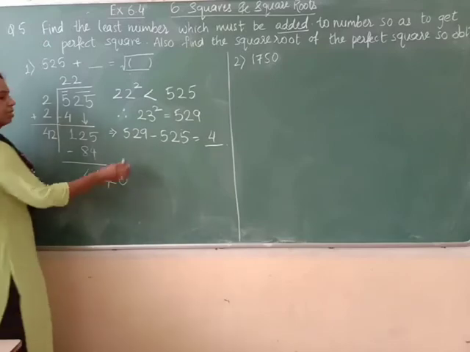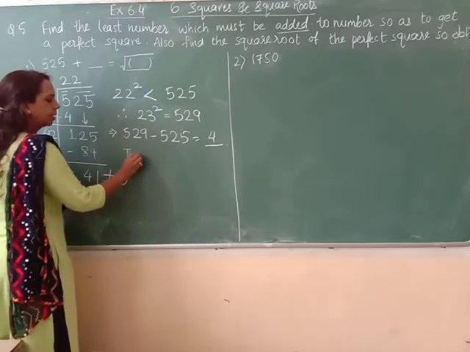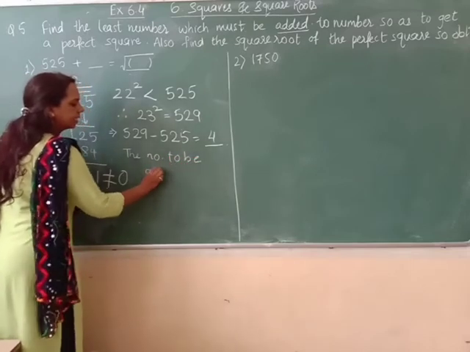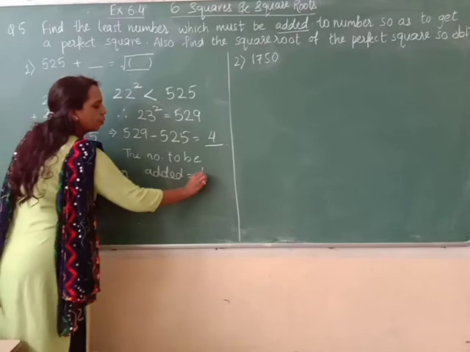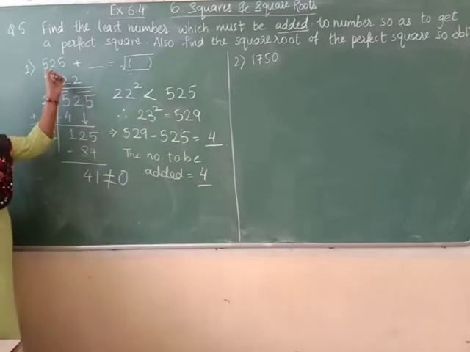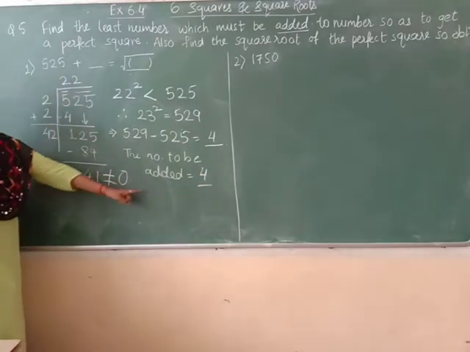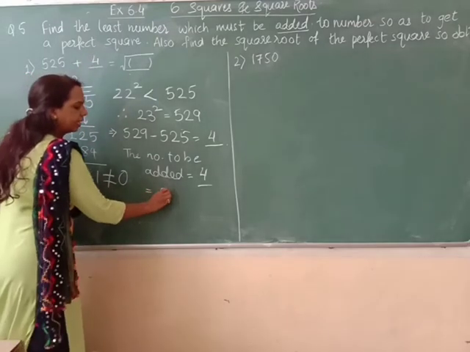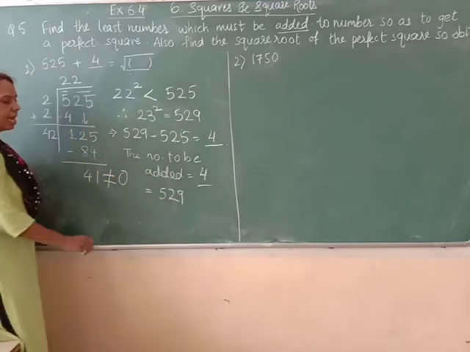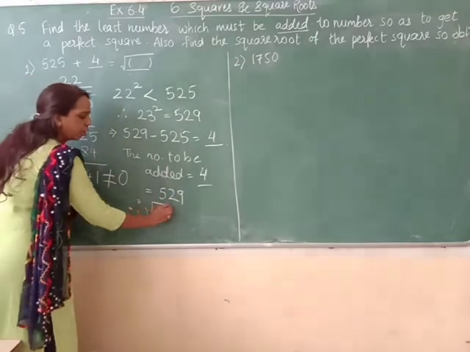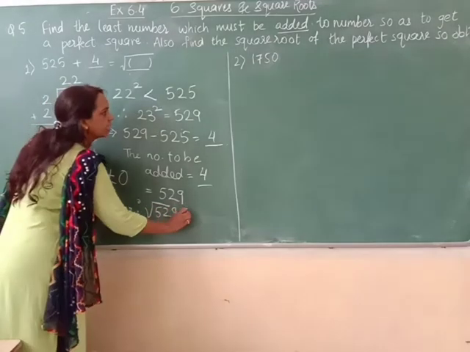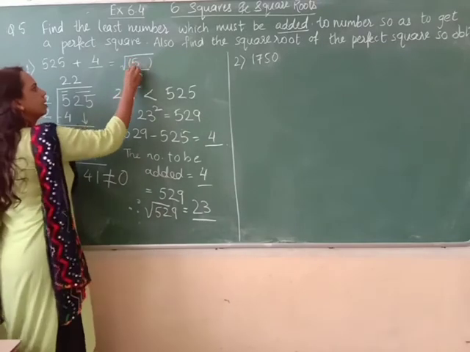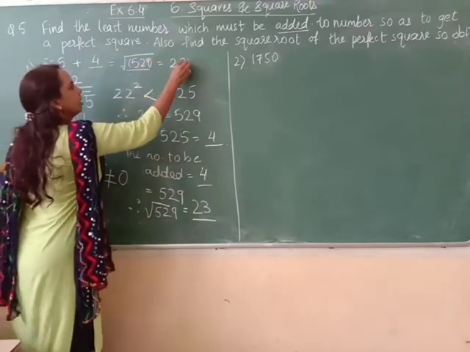So the answer is: the number to be added is 4 in this given number. When we add 4, what do we get? We get 529. And therefore the square root of 529 is equal to 23. So this is our answer.